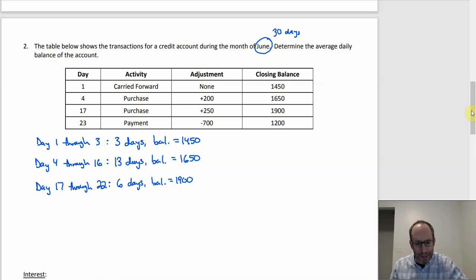And then lastly, it's going to be day 23 through 30. And that's going to be 8 days. All right, 30 minus 22. Or I guess you could count them, right? 23, 24, 25, 26, 27, 28, 29, 30. And then the balance would be $1,200.